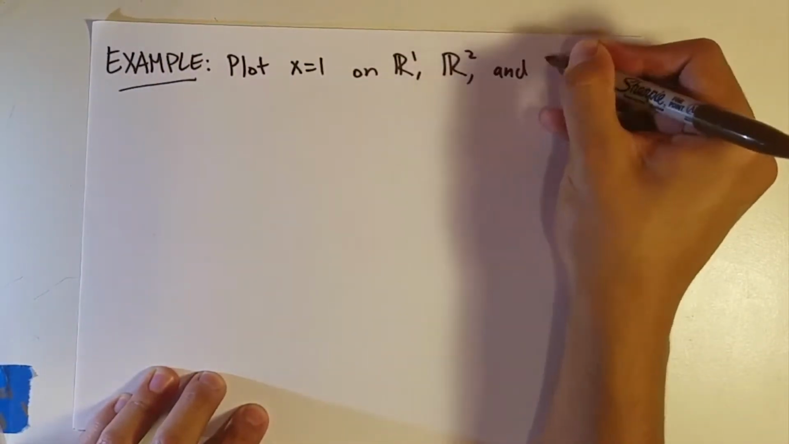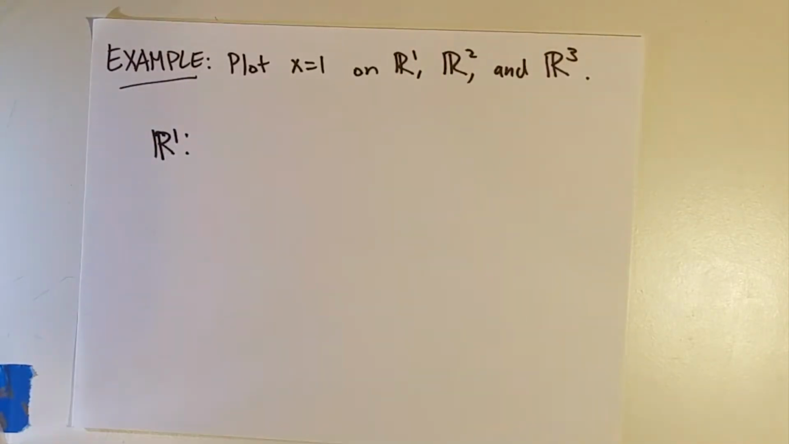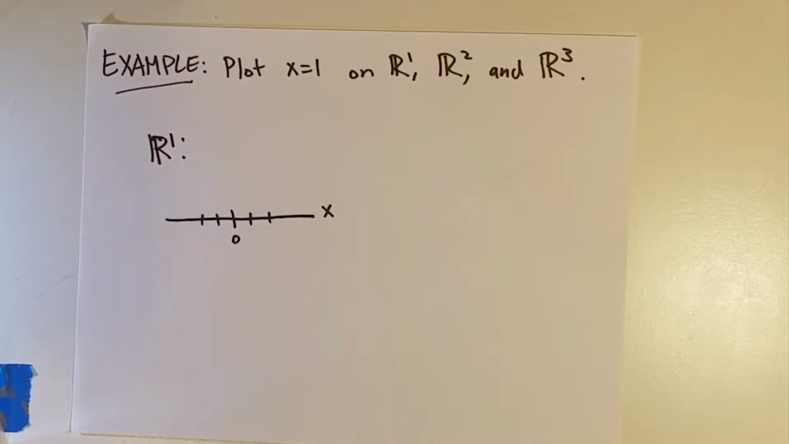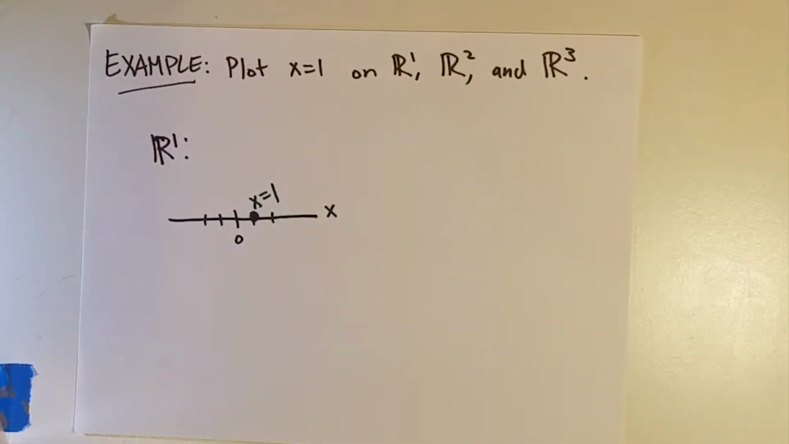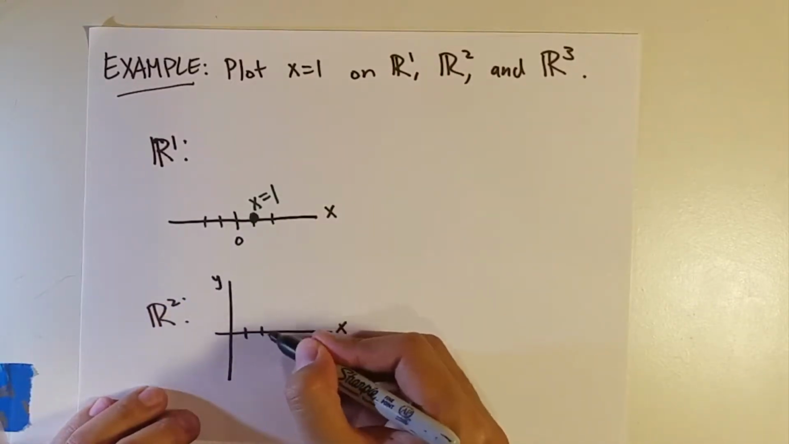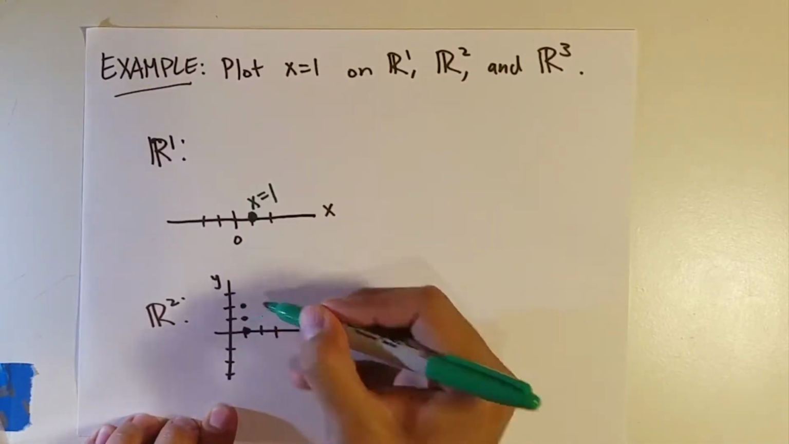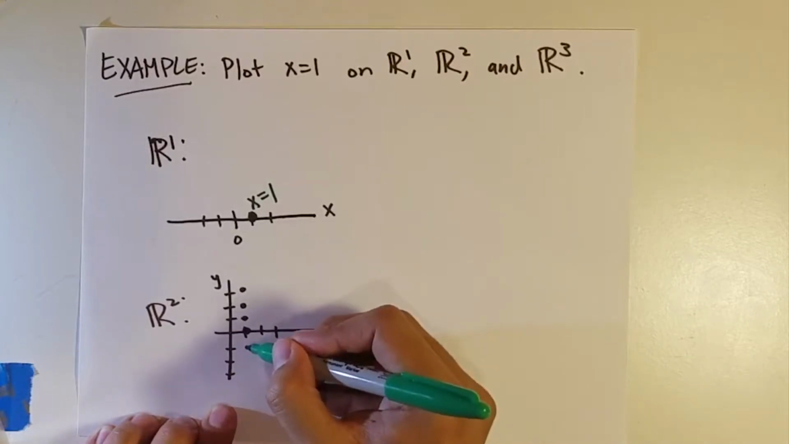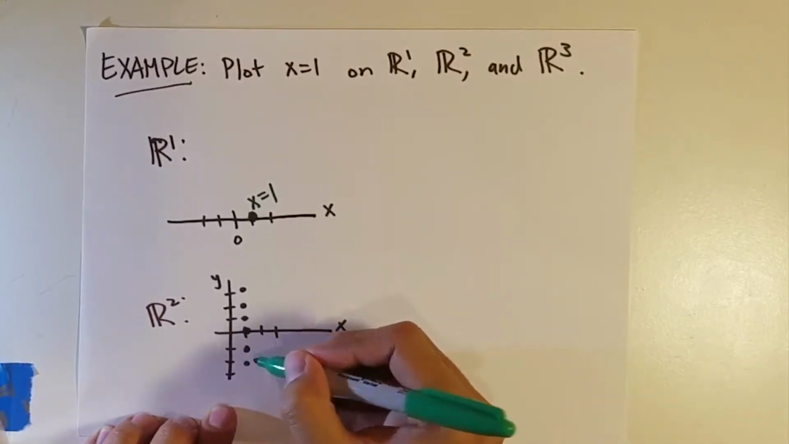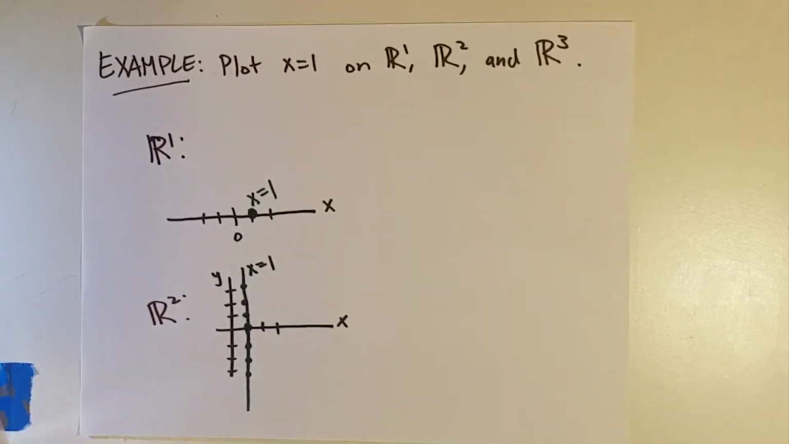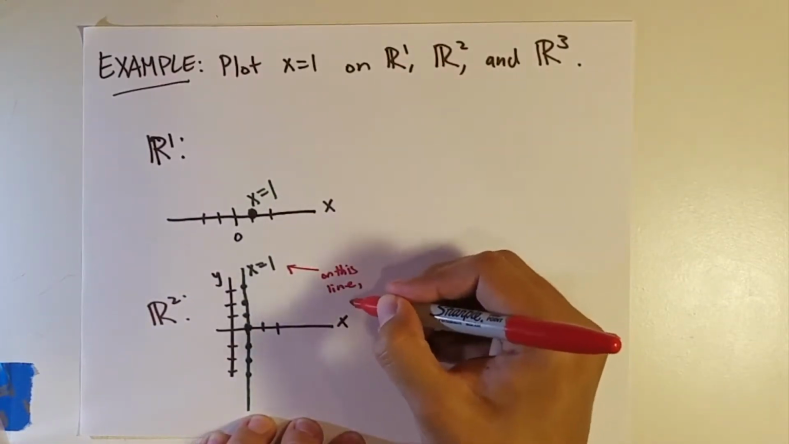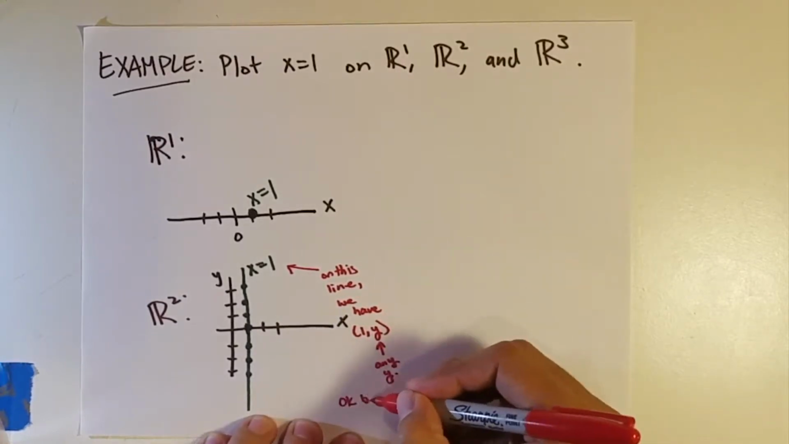Let's do an example together. Plot x equals 1 on R1, R2, and R3. We hopefully should be able to do R1. On R1, x equals 1 is just a point. Now in R2, it's a little bit more difficult, but definitely doable. Note that to fulfill the equation x equals 1, we need to find all the points on this graph such that the x-coordinate equals 1. We see that at (1, 0), but also at (1, 1), (1, 2), etc. And we also see it at (1, negative 1), (1, negative 2), etc. Thus, this vertical line is the graph of x equals 1 because all these points fulfill x equals 1 regardless of y value.